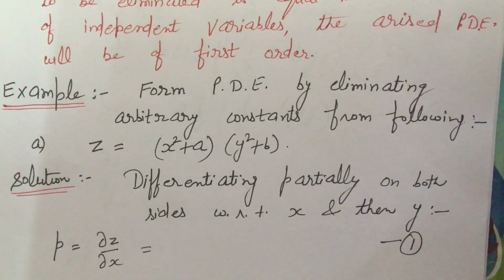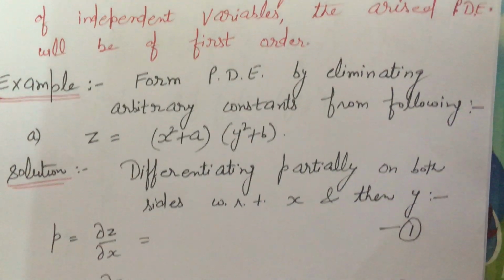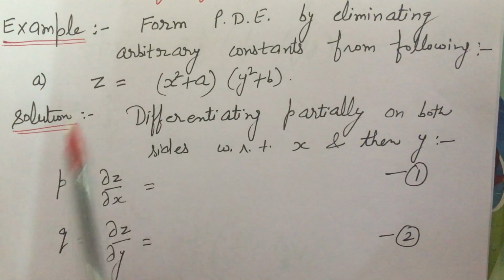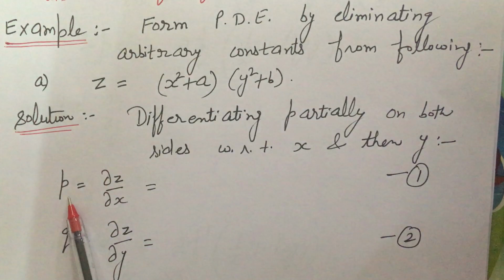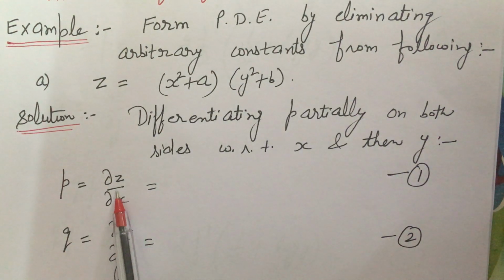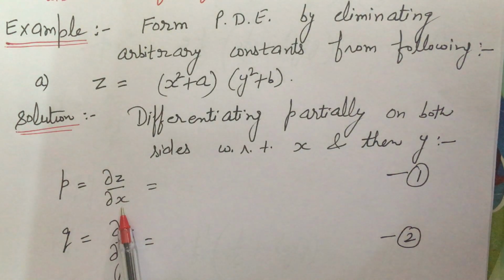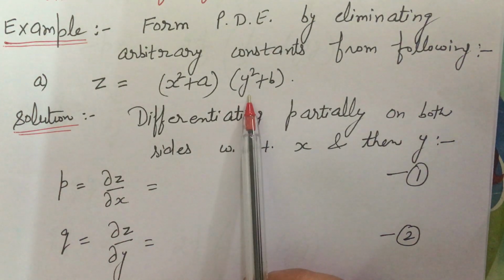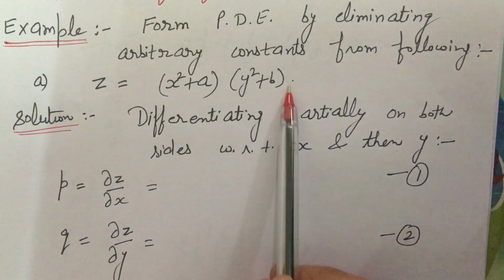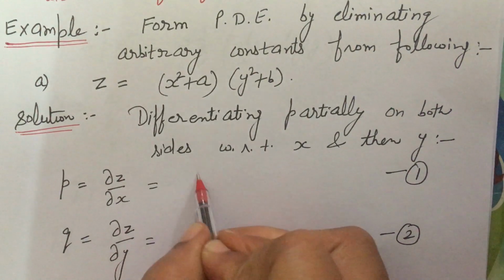So how will we proceed? First of all, you have given this z. We can differentiate this z with respect to x and that will be equal to p. When we are differentiating with respect to x, at that time y is treated as a constant. So y² + b is a constant term.